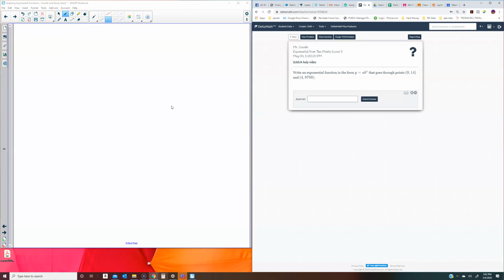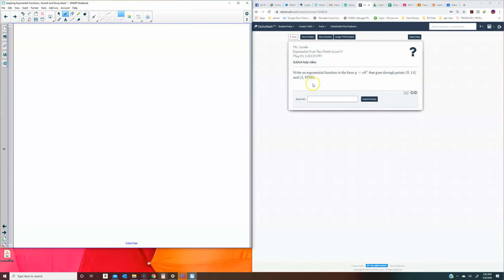And I'm going to show you how to use the tools and calculator in Delta Math to do these types of questions, given that I know how to even use the calculator there. But I'm going to do it and try and see what happens. All right. So it says write an exponential function in the form y equals a times b to the x that goes through these 2 points.